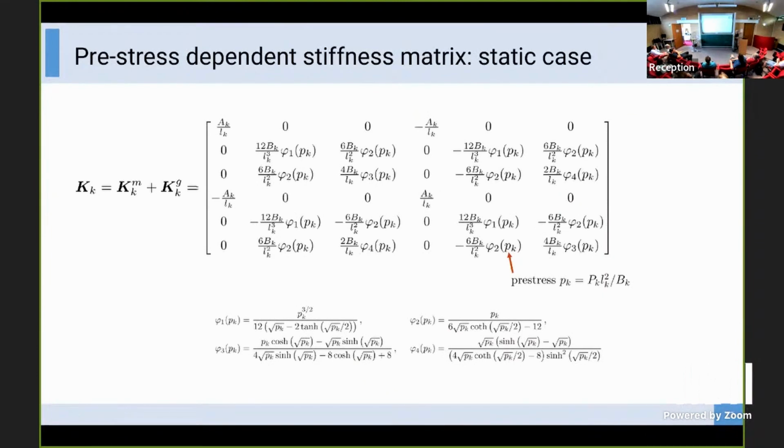This is to show what the prestress dependent stiffness matrix looks like, and actually this is the static case, so for zero frequency. And for the dynamic case it is even more complicated. But you see here the presence of the prestress in these functions P1 and P2, which are functions of the axial prestress in the beams.